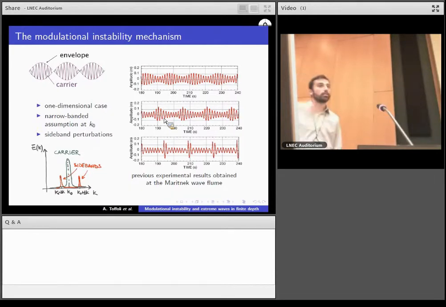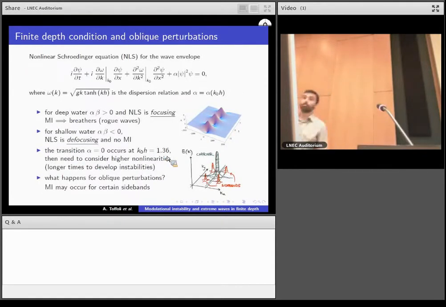One can derive an equation for the behavior of the envelope of the carrier wave, and this is called the nonlinear Schrödinger equation for the wave envelope. It's a partial differential equation for this field psi, which is complex but is related to the wave amplitude, and this is a nonlinear differential equation, which has this nonlinear term here and two linear terms here. Those coefficients essentially depend on the wave dispersion relation, so they depend on the wave number of the carrier and on the depth of the fluid. And the nonlinear parameter also depends on the wave number, k naught, and on the depth of the fluid.